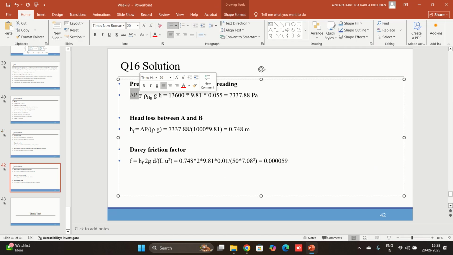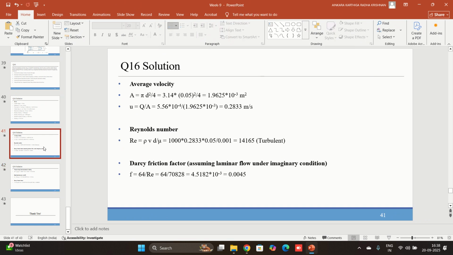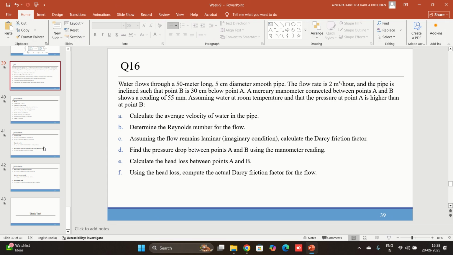So delta P is equal to rho gh. Here rho is the density of mercury, so it is 13,600 into 9.81 into 0.055. What we are getting, 13,600 into 0.055 into 9.81, is 7,337.88 Pascal. So now we calculated the pressure drop between points A and B using the manometer reading.